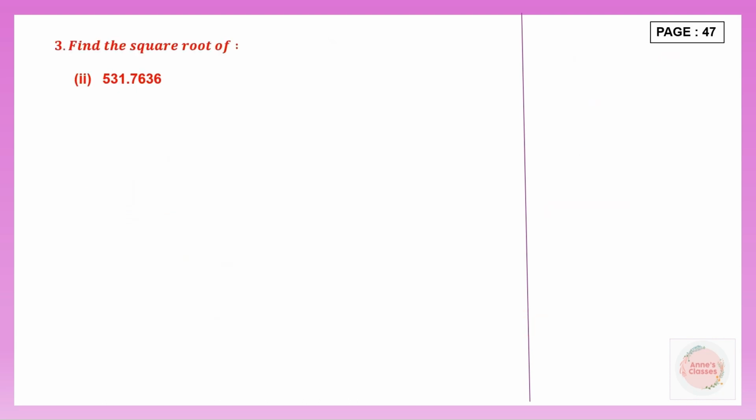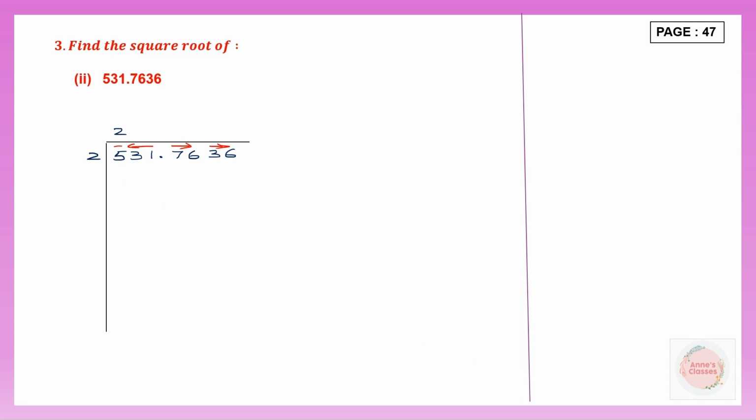The second question in question number 3, again to find the square root of this number, let's write it down. So here we have the number 531.7636. The decimal part, remember, we pair it from left to right and the integral part from right to left. So here we have only 5 there. So think of a number now whose square will give you a number close to 5. So we can think of 2, isn't it?